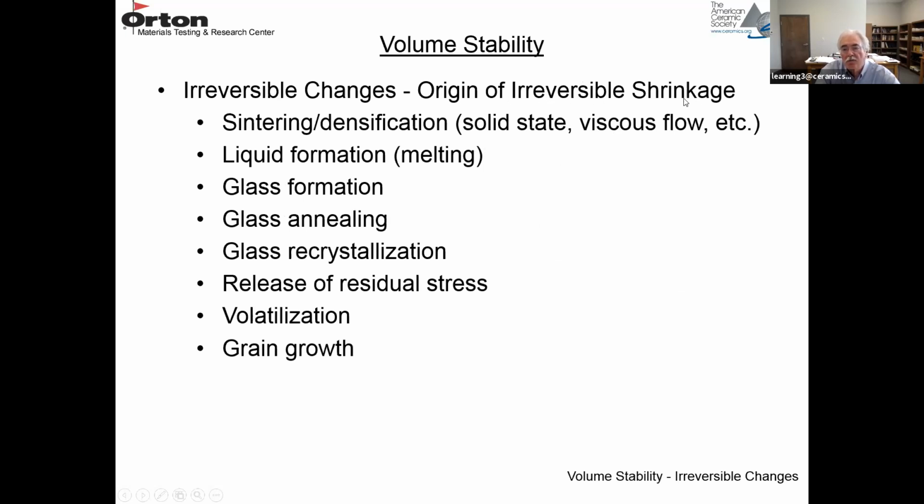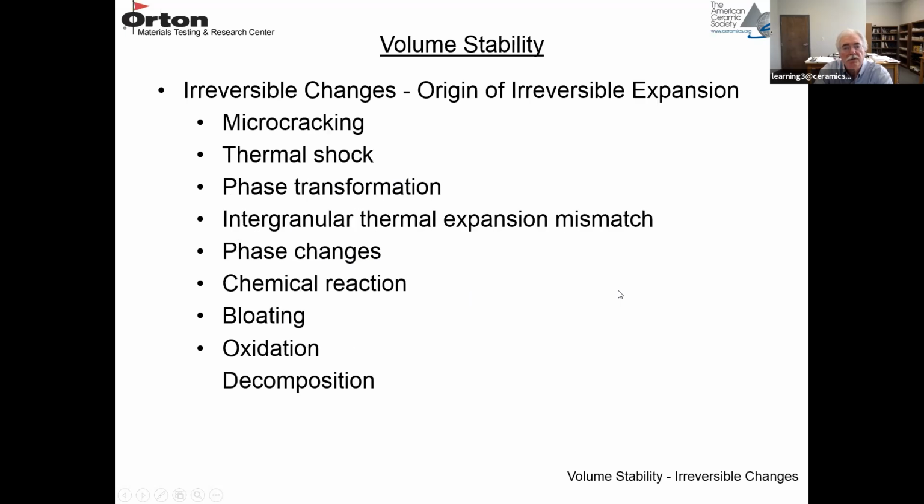So different processes give you this irreversible shrinkage, sintering and densification, and there are a series of sintering processes. You can have solid state sintering, you can have viscous flow sintering, and so on. That densifies the material and shrinks it. You can have a liquid phase formation. One of the phases may melt and cause densification. You can form a glass. You can anneal a glass and change the density of the glass. You can recrystallize the glass and change the density. You can relieve residual stresses, change the volume. Something can volatilize, or you can have grain growth. So all of those give rise to shrinkages.